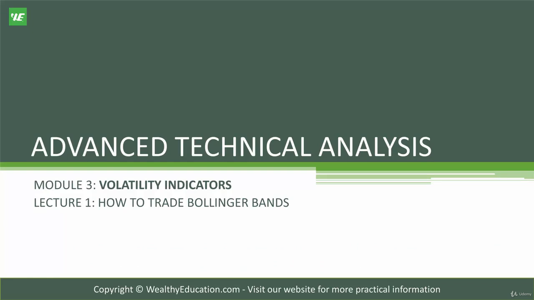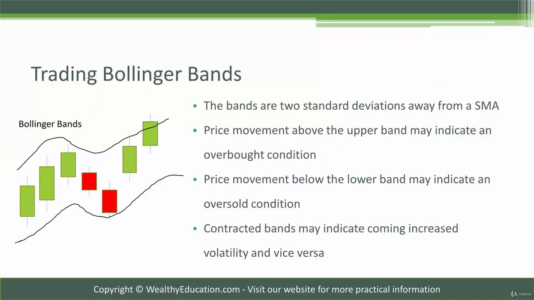Today we are going to be talking about how to trade Bollinger Bands. This is our first video in Module 3 on volatility indicators. So let's jump right into Bollinger Bands. Bollinger Bands are two standard deviations away from a smooth moving average.